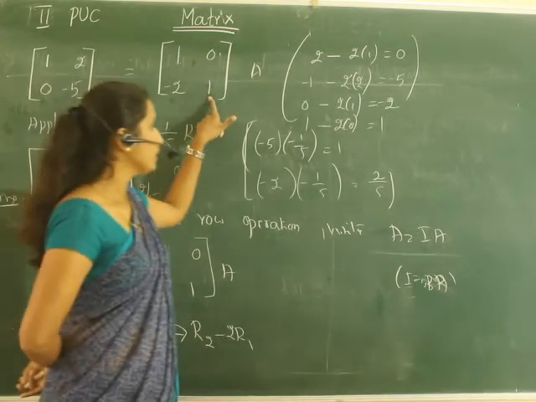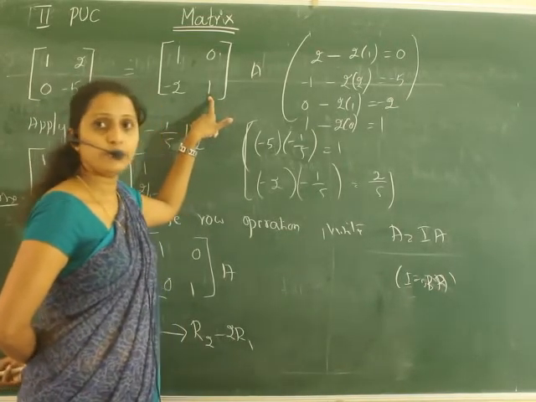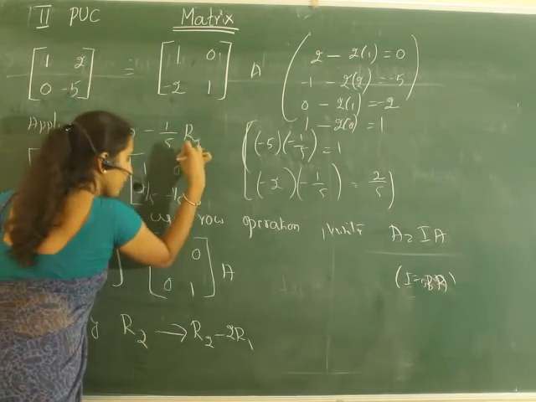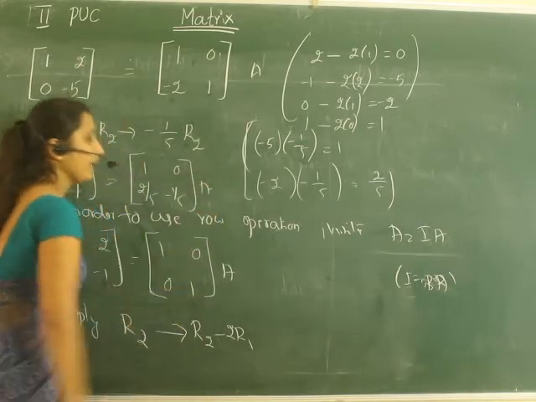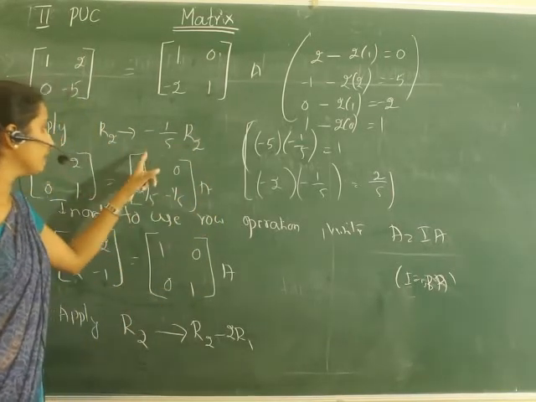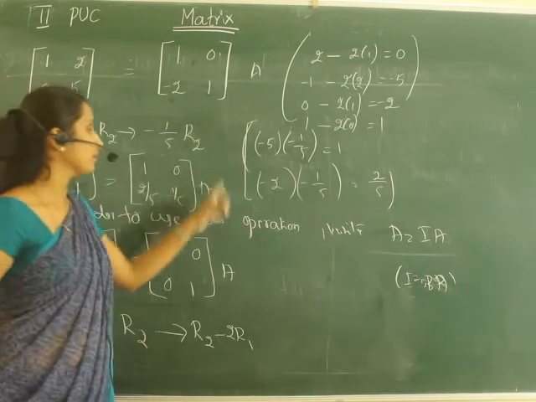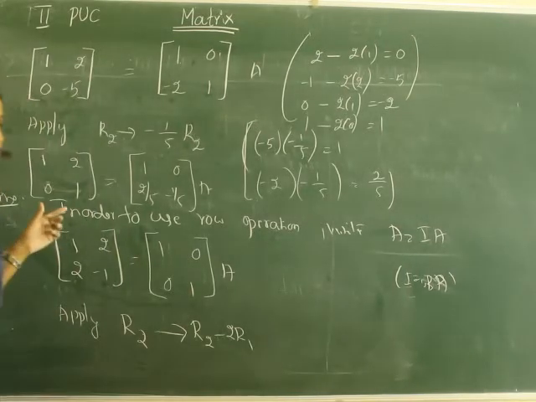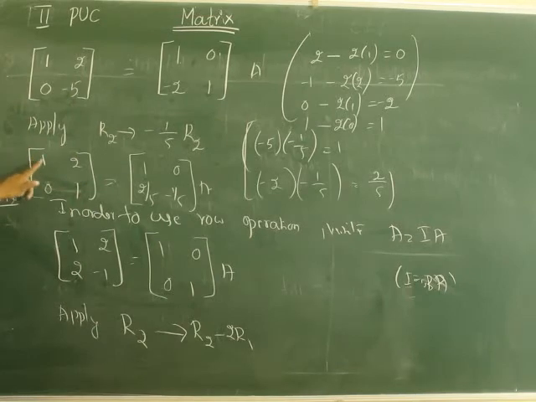Next, 1 changes to 1 into minus 1 by 5, which is minus 1 by 5, into A as it is, because we are performing the operation only on these two matrices and keeping that matrix as it is. So this is the second operation. In the second operation I have converted this to 1 0 1 2.